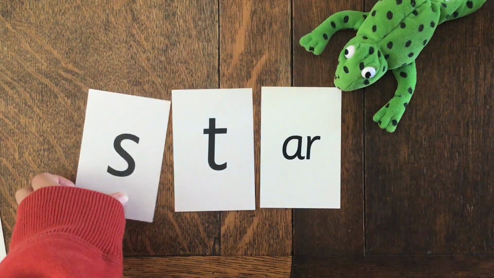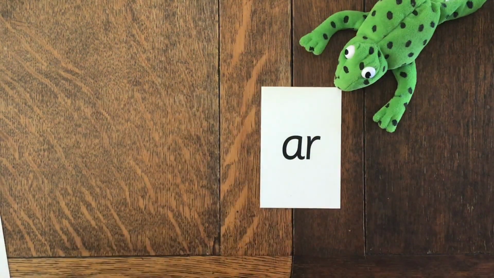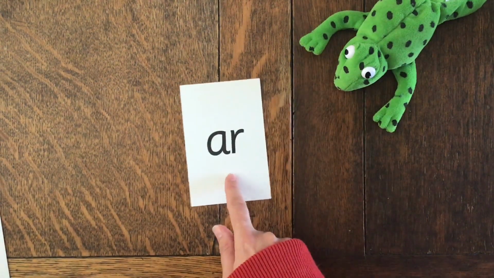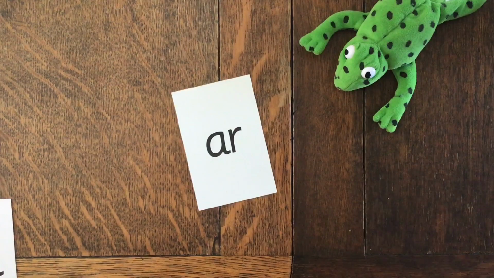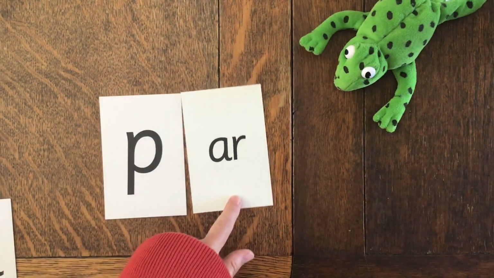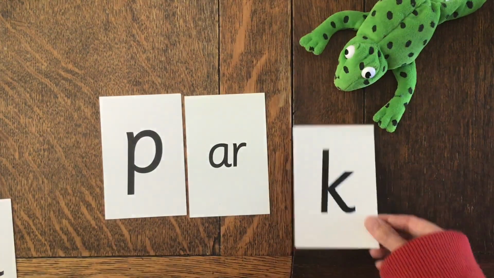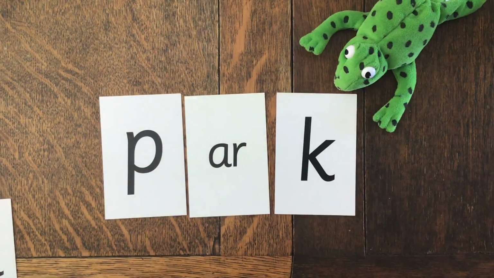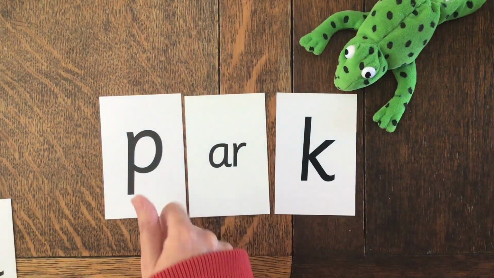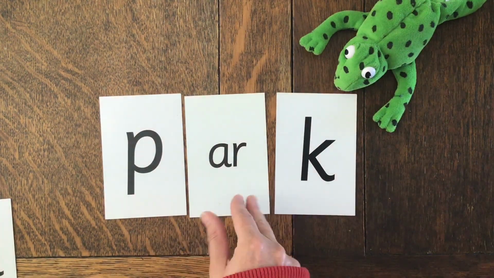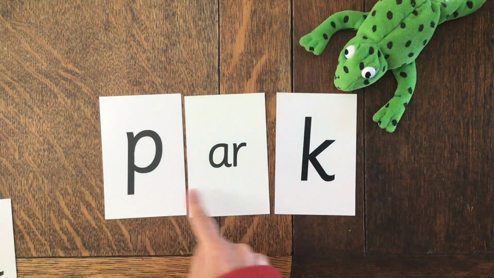Okay, let's move some of those sounds around. So I'm going to take away that s and the t, and I'm going to put the r in the middle. And then at the start, I'm going to have a p. So I've got a p and an r. And then my last sound for this word is a k. Let's Fred talk it. P-ar-k. Blend it. Park.